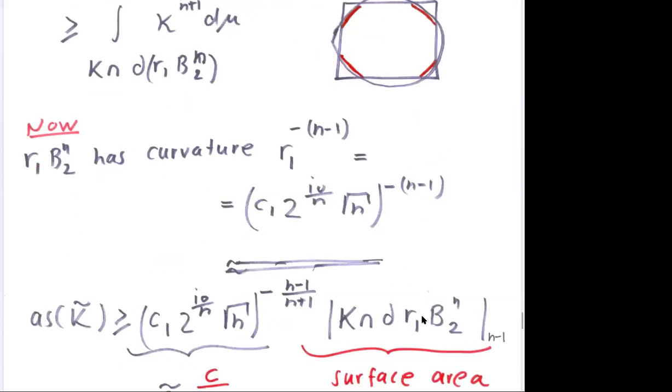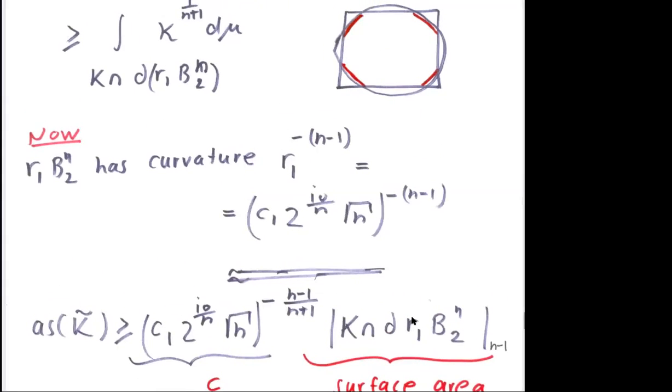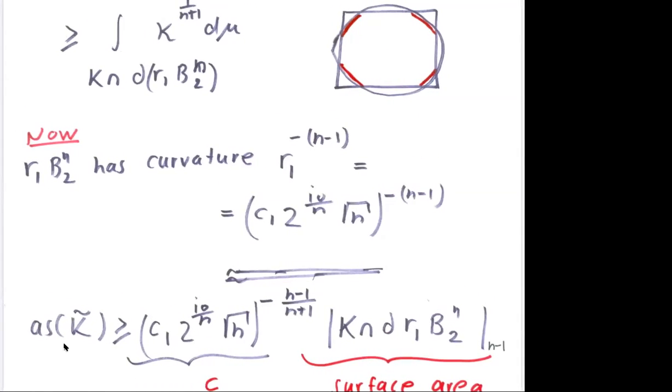So we get that this maximal affine surface area is bigger or equal than our radius, which is this, but it needs to get taken to the power 1 over n plus 1 as well, times the remaining surface area, that is the surface area of these parts here. That is the surface area of K intersected with the surface of this ball with radius R1.